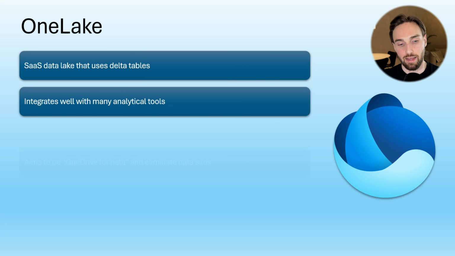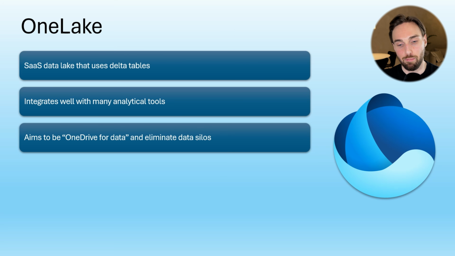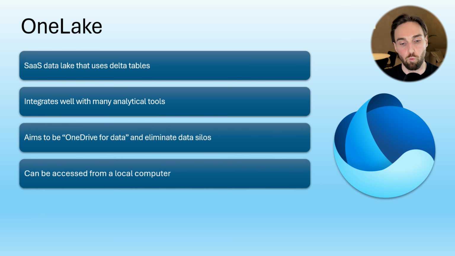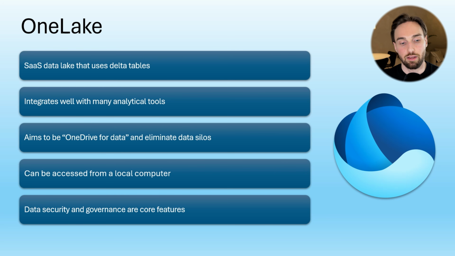The goal of the OneLake is to be one drive for data and eliminate data silos that organizations tend to build over time. And when speaking about one drive for data, OneLake can be accessed from a local computer in a very similar fashion to OneDrive. That will be demoed shortly. Also, data security and governance are key features and top priorities in OneLake. Next, let's demonstrate how OneLake could be accessed from a local computer and how these different data stores are storing their data in this OneLake.